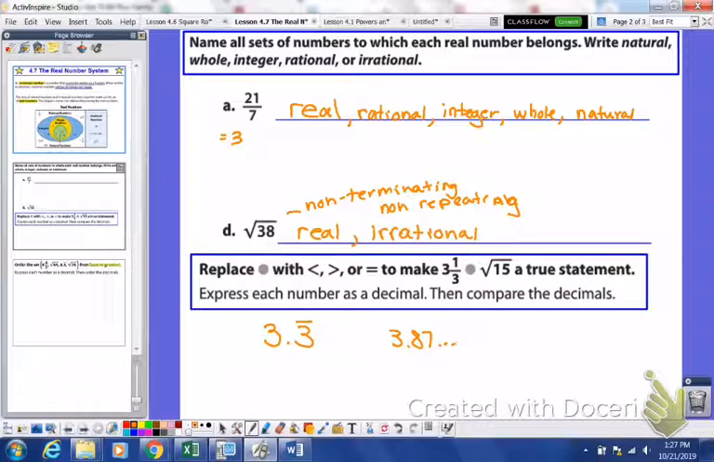It did not stop there, but comparing 3 to a 3, they're the same. 3 to an 8, 8 is larger. They're both positive. So always go back to the original: 3 1/3 is less than the square root of 15. Again, when you write this statement, make sure you always go back to the original given numbers, not the decimals that you just wrote.